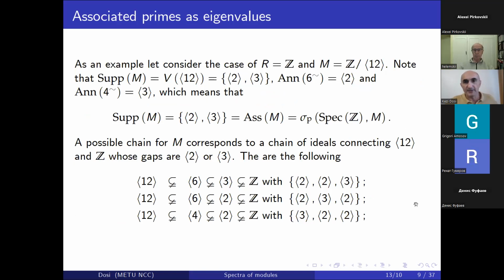Well, for example, let's do an elementary example. Let's take R as Z, and the module Z over 12. So let's calculate the support. The support of Z over 12 means the set of all prime ideals containing 12. But we know they are divisors of 12, right? Prime divisors, prime factors. We have 2 and 3. So this is my support. Annihilator, well, you know that the annihilator of 6 will be 2, right?